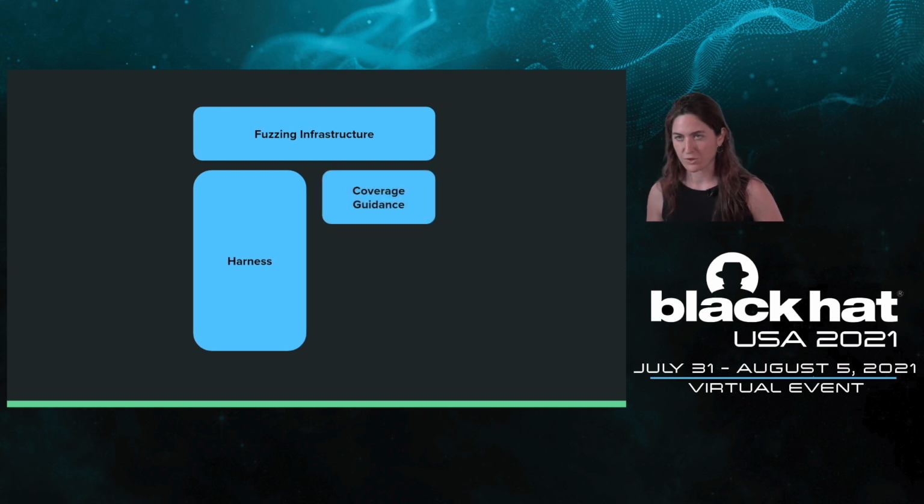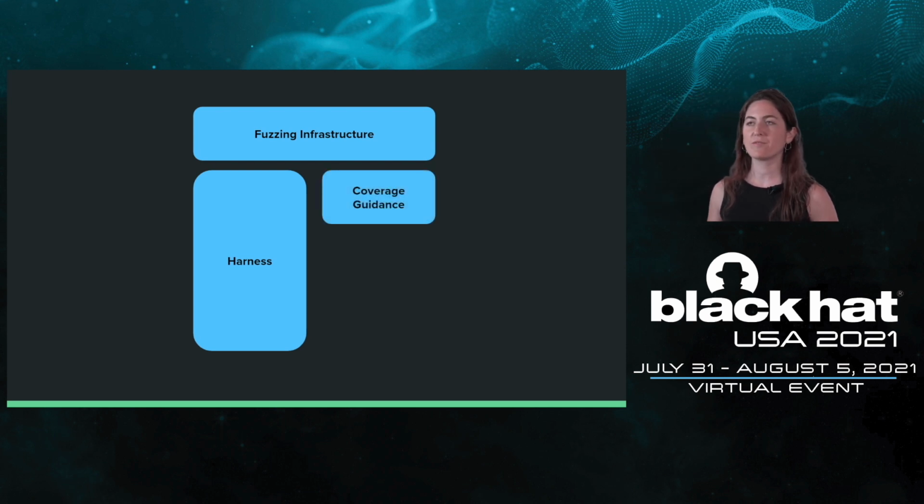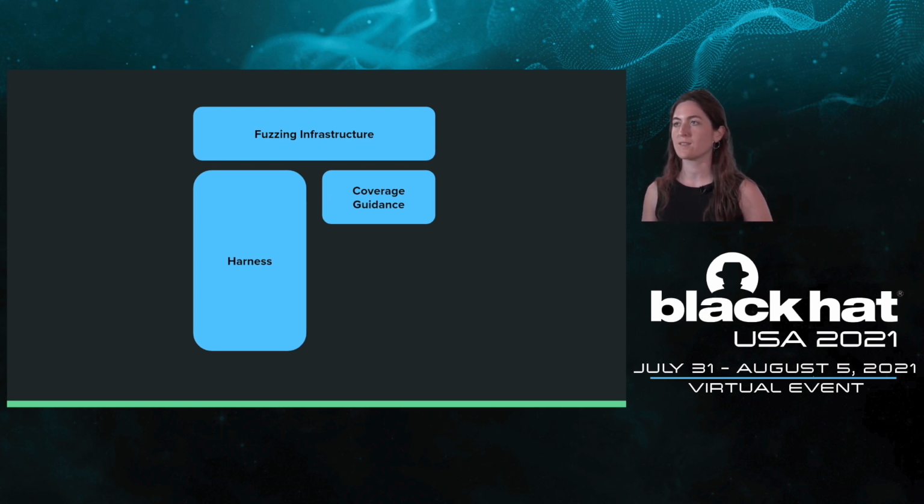The first one is coverage guidance. This means that for every fuzzing input we send to the target, we receive feedback on which lines of code exactly were covered, and therefore we can drive a more efficient mutation process and fuzzing process overall.